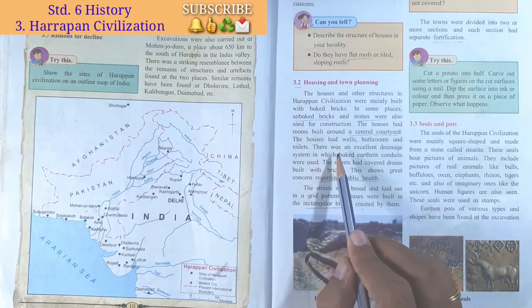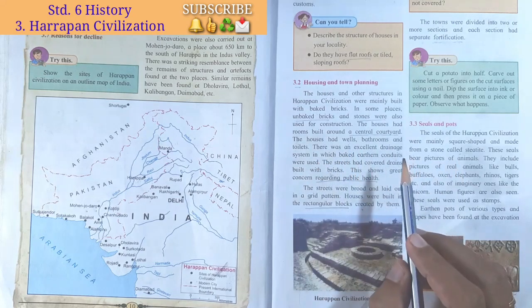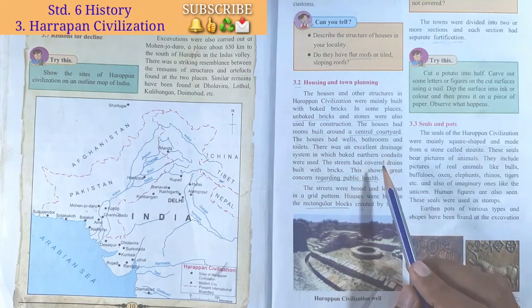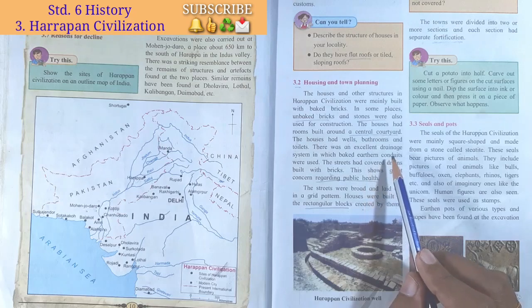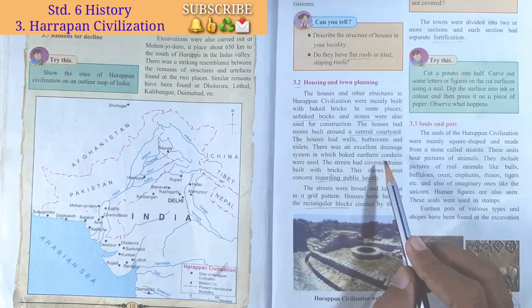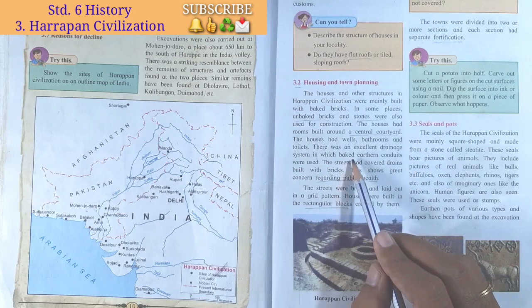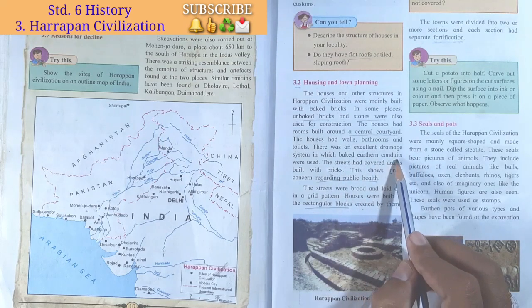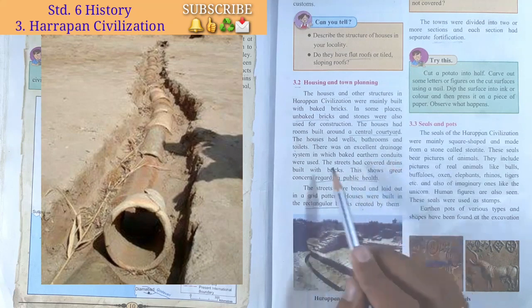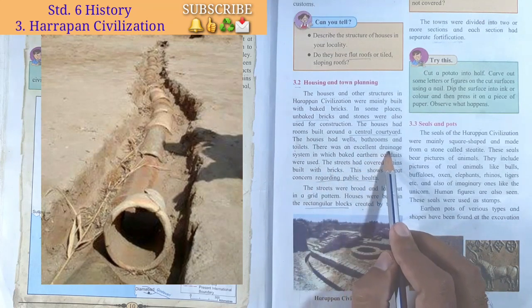Okay students, there was an excellent drainage system. This is also a very important characteristic of the houses of Harappan civilization. These drainage systems were built with baked earthen conduits. Students, what do you mean by conduits? Conduits are earthen channels, and they are used to flow out the water. So here baked earthen conduits were used for the drainage system.